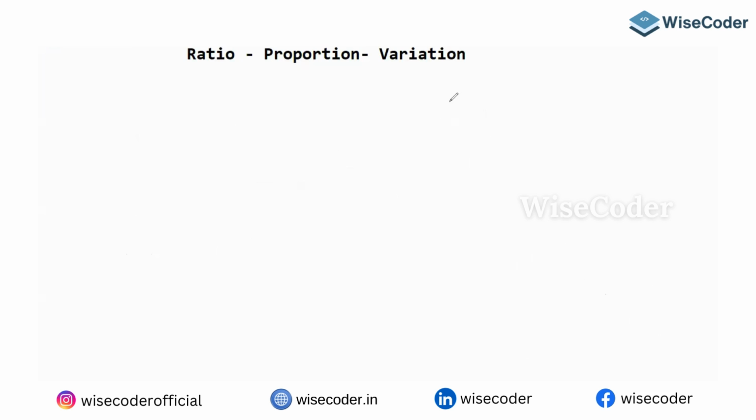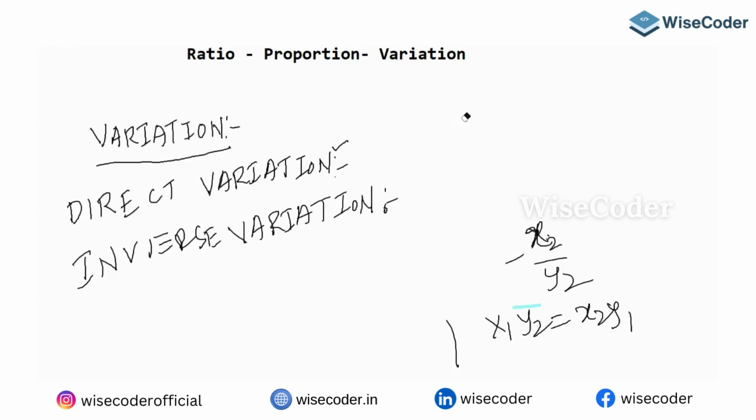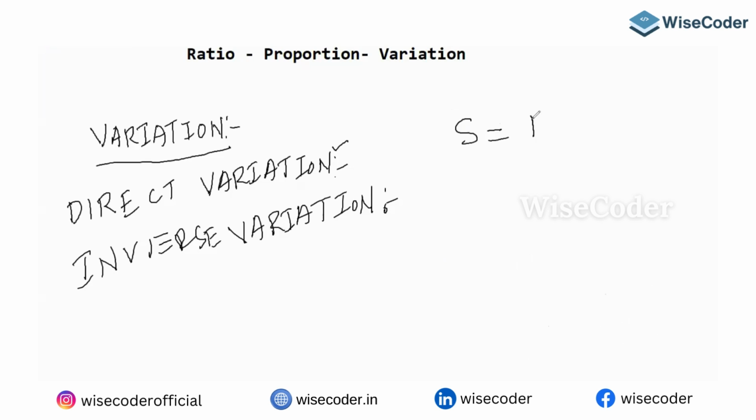Next, inverse variation. What do you mean by inverse variation? Look here. What is the speed formula generally? Speed is equal to distance by time. When distance is constant, if you are going with more speed, you will take less time. If you are going with less speed, you will take more time. So speed and time will be in what proportion?